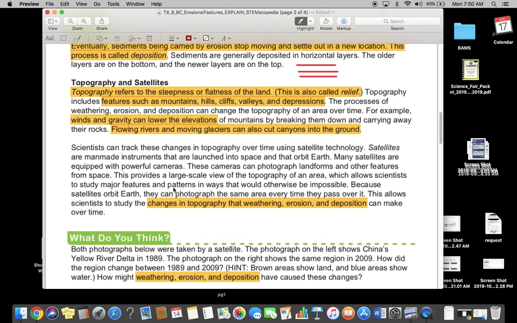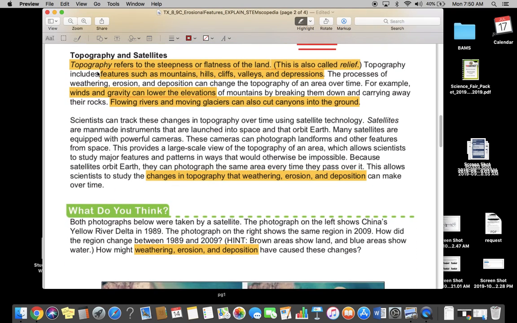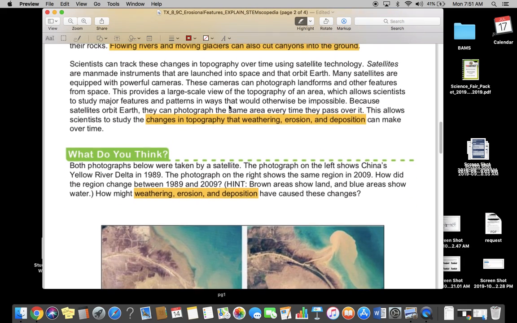Topography and satellites. Topography refers to the steepness or flatness of the land. This is also called relief. Topography includes features such as mountains, hills, cliffs, valleys, and depressions. The processes of weathering, erosion, and deposition can change the topography of an area over time. For example, winds and gravity can lower the elevations of mountains by breaking them down and carrying away their rocks. Flowing rivers and moving glaciers can also cut canyons into the ground.